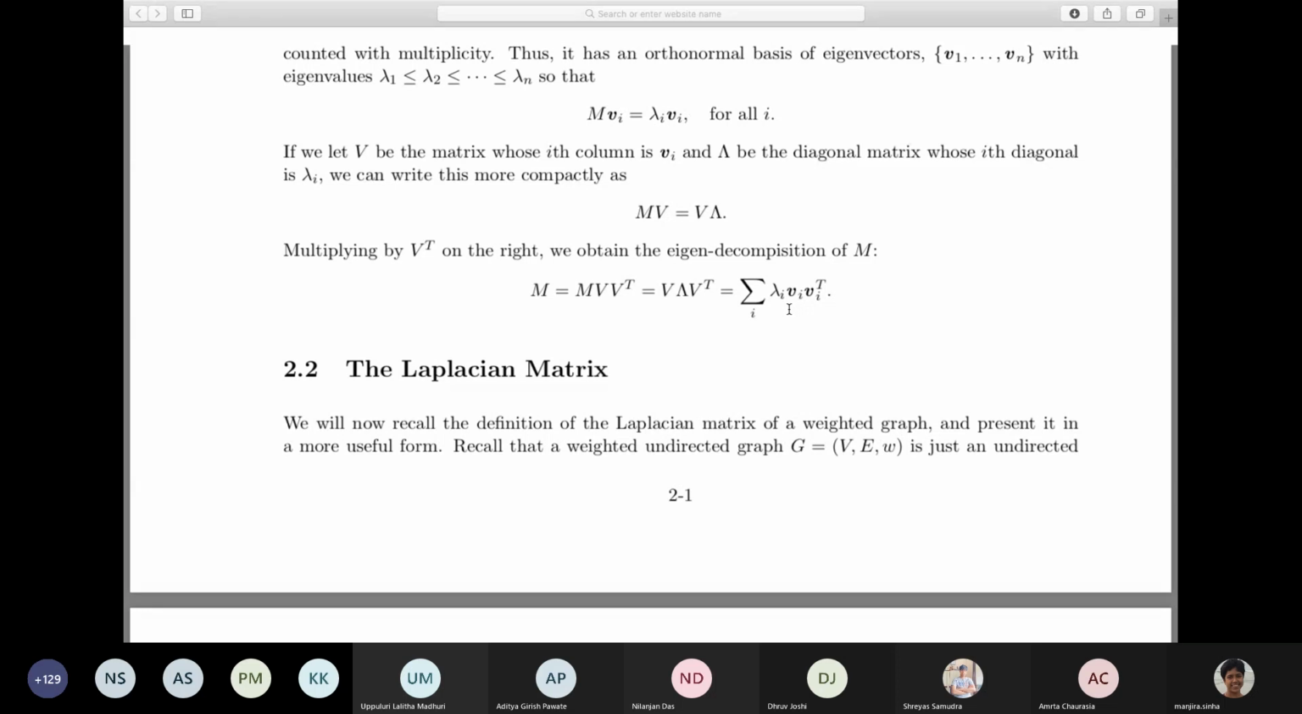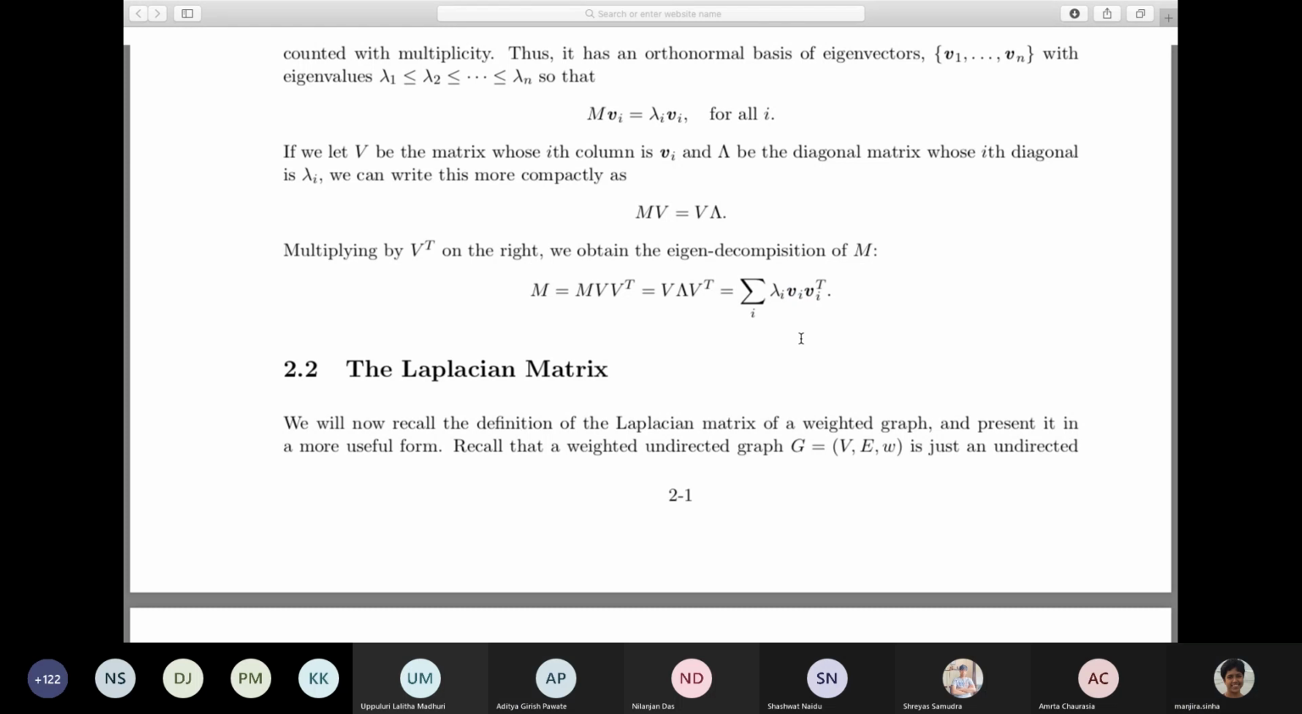But technically this should be a value because vi is n cross 1. Vi transpose, yes, this will be a matrix. This is an n cross n matrix. Yes, thank you, ma'am, I was calculating the other way around.